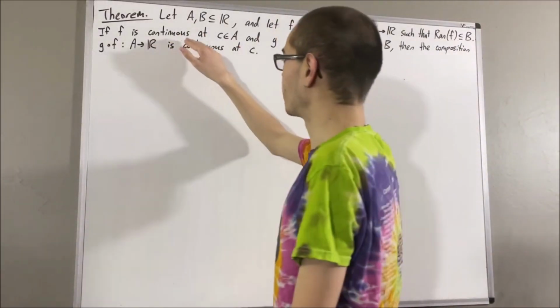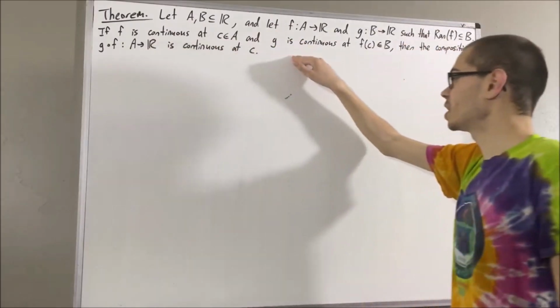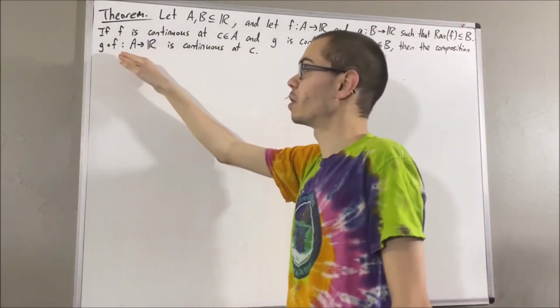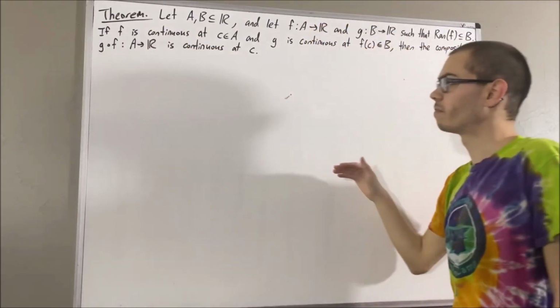If f is continuous at a point c in A, and g is continuous at f of c, then the composition, g compose f, is continuous at c.